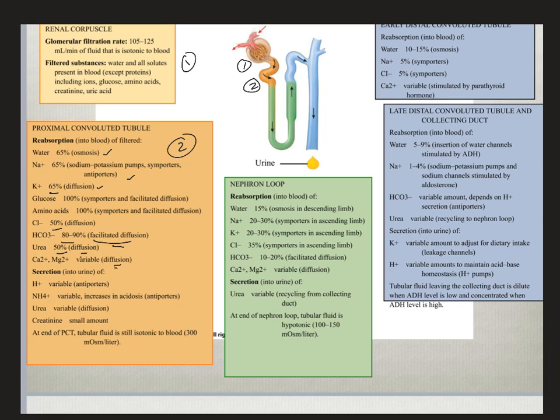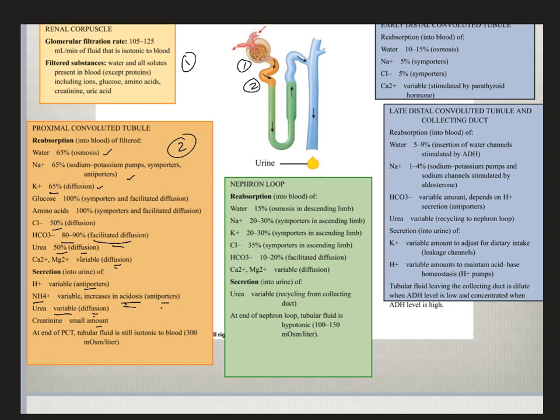We talk about secretion in the proximal convoluted tubule. Hydrogen ions with our antiporters. Ammonia is going to be variable. We're going to see with cases of acidosis that it's going to increase, and we're using our antiporters. Urea is going to be variable again depending on your diet, and this is going to be diffusion. Creatinine, small amount.